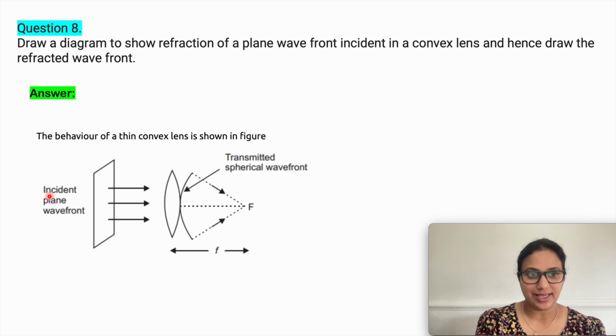So here you can see the incident plane wavefront is passing through the convex lens. So the transmitted wavefront will be spherical in nature. So you must draw this arrow mark and also mention the focal length and incident plane wave.